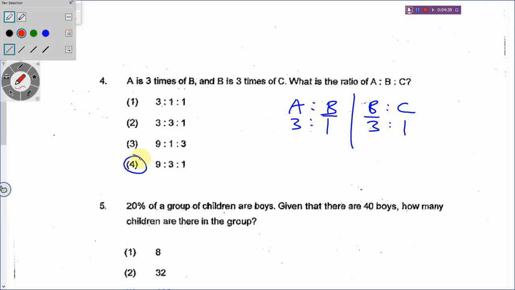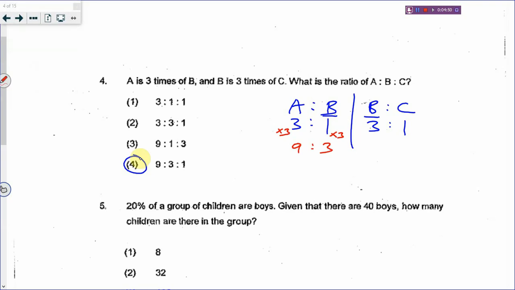So you have to make the number the same. So you times 3, and over here you also times 3. And that's how you get 9 is to 3. Once you make the number the same, then of course you can call them all the same units. So you can call it 9 units, 3 units, 3 units, and 1 unit. Once you make the number equal, they all belong to the same family, so you call them all units. So what is the ratio of A to B to C? It is 9 is to 3 is to 1.